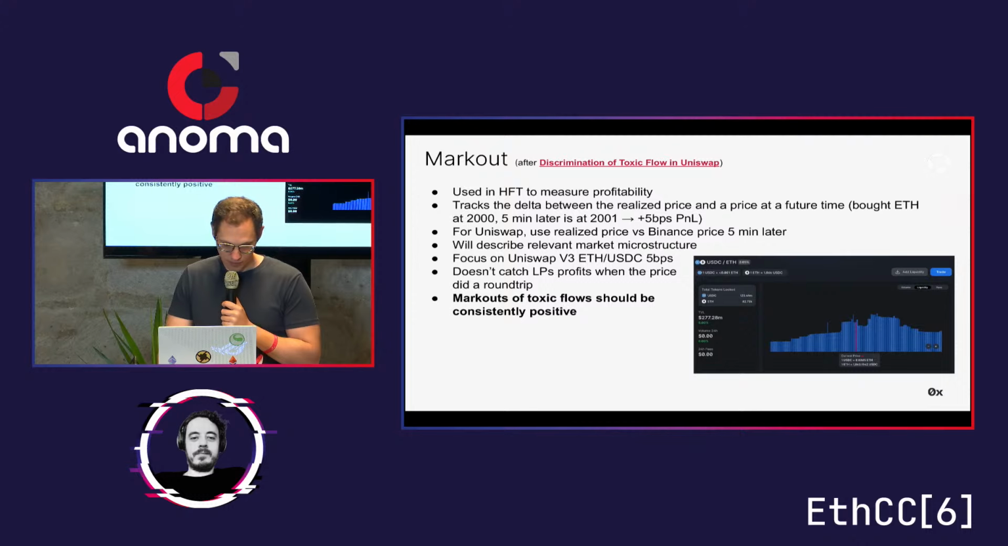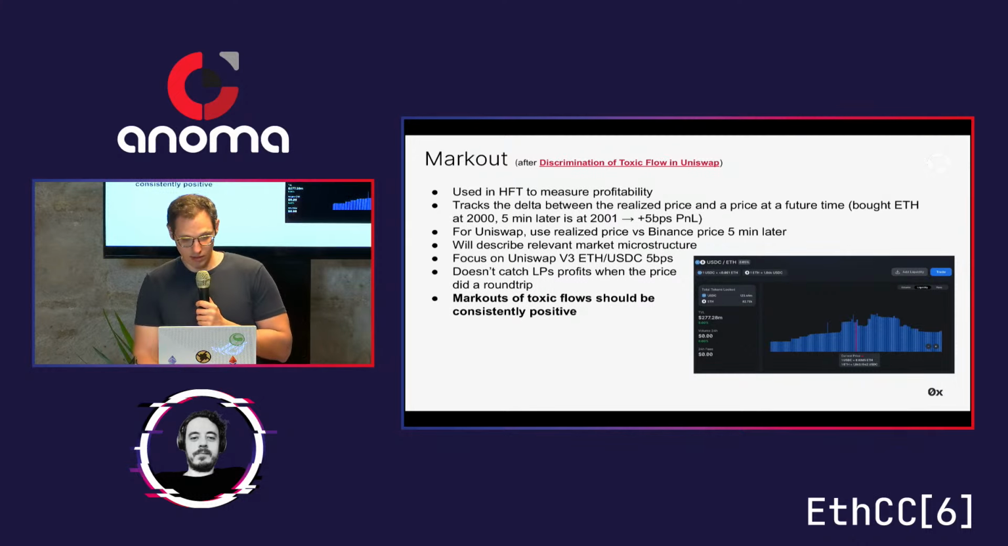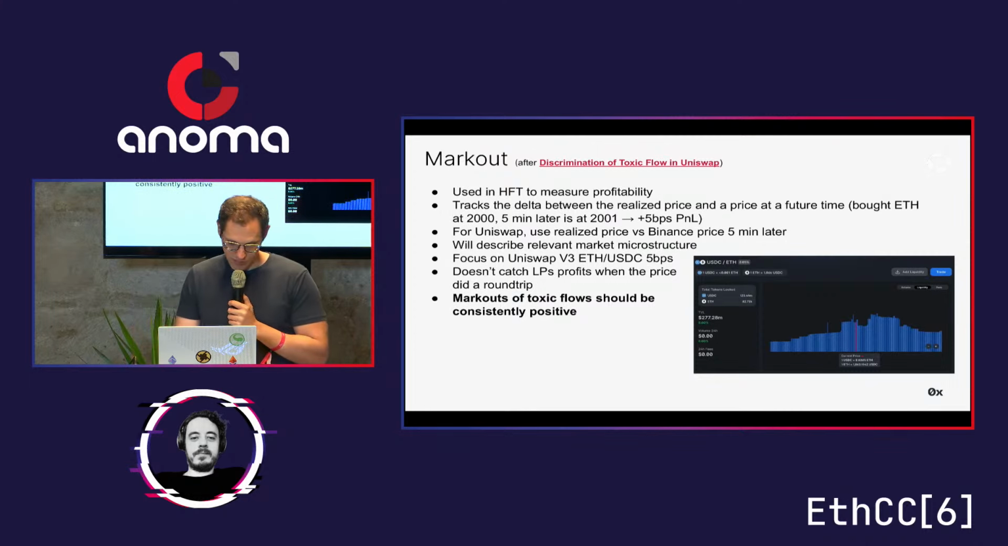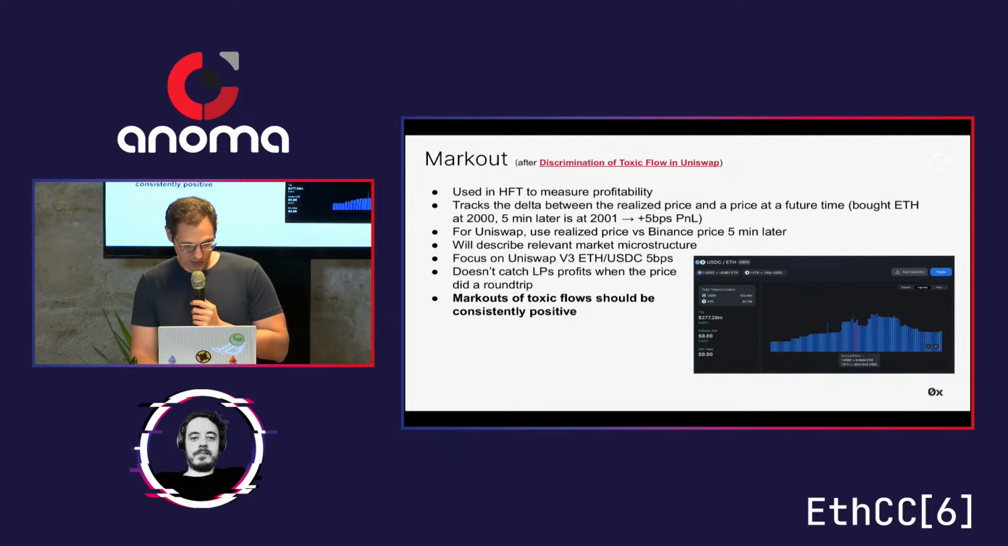And for Uniswap, the study uses the realized price versus the Binance price from Binance candle data. And this will describe the relevant microstructure of this market. And we focus on Uniswap v3, ETHUSDC 5 basis points throughout this entire talk. I'm not going to change it.